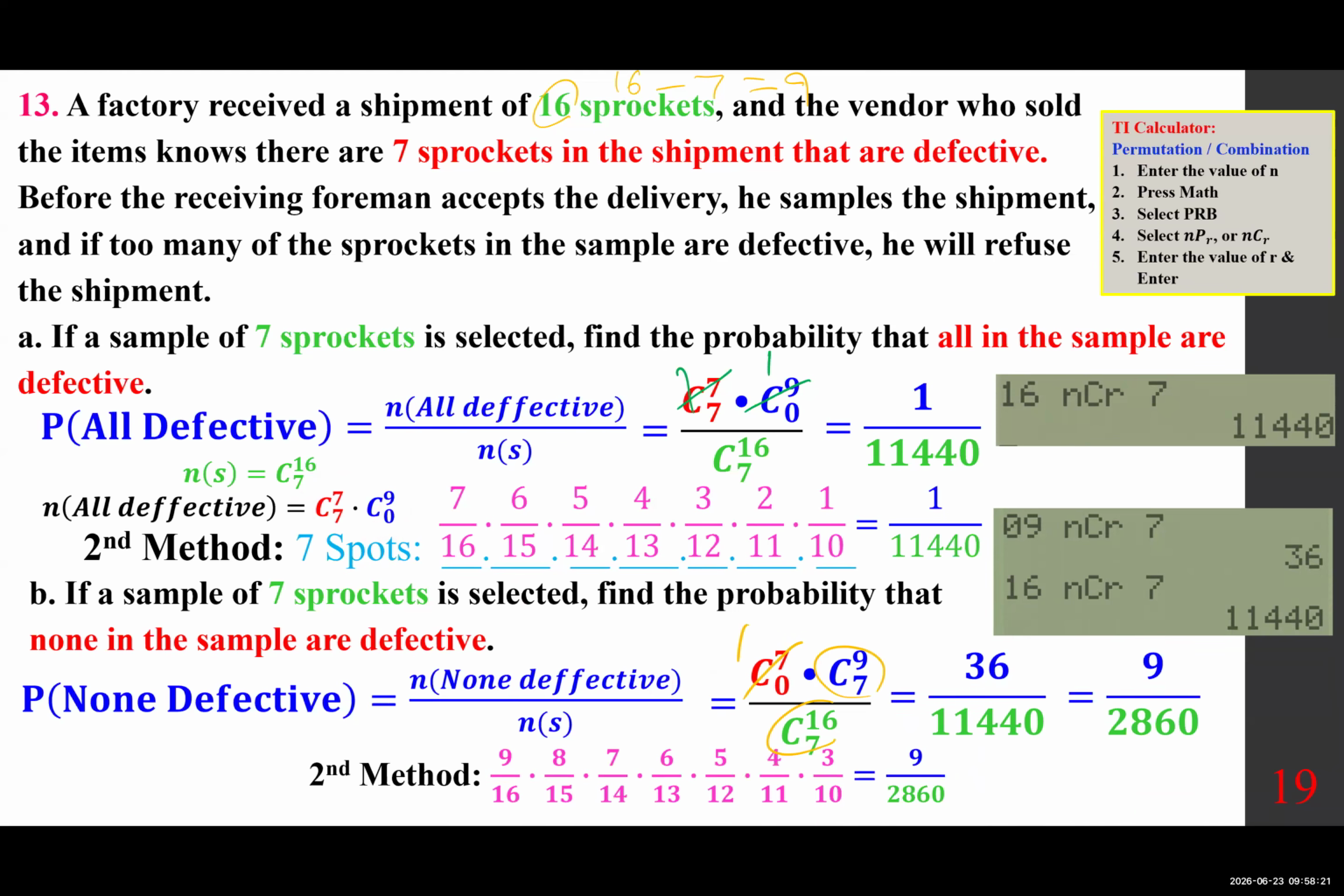Here's the second method. 9 out of 16 non-defective, right? 8 over 15, 7 over 14, 6 over 13, and the rest of it gives us the answer that you see here.